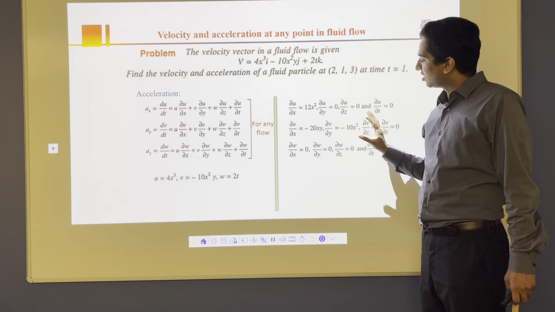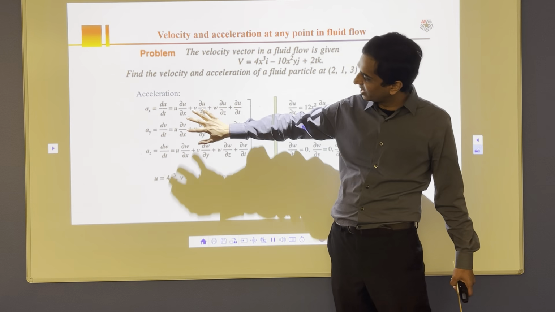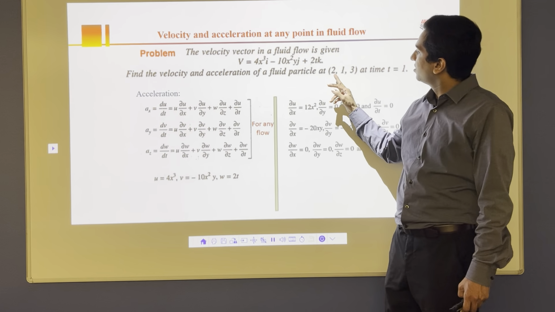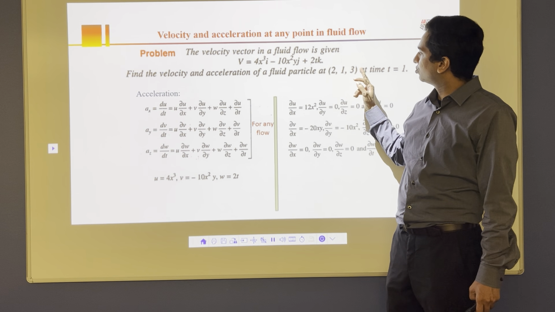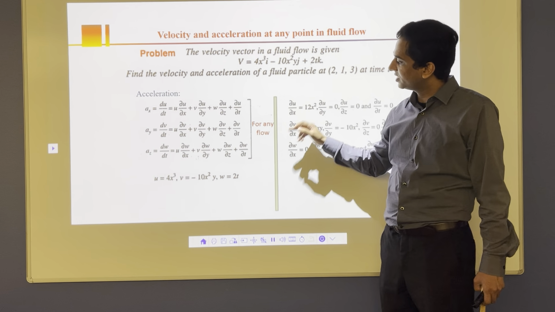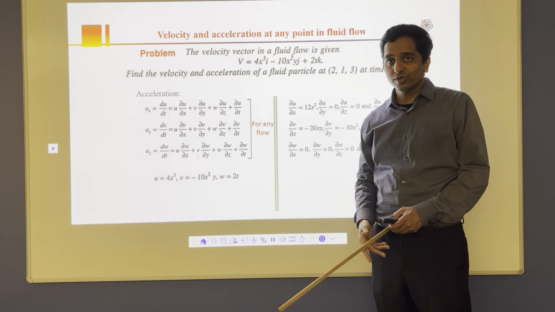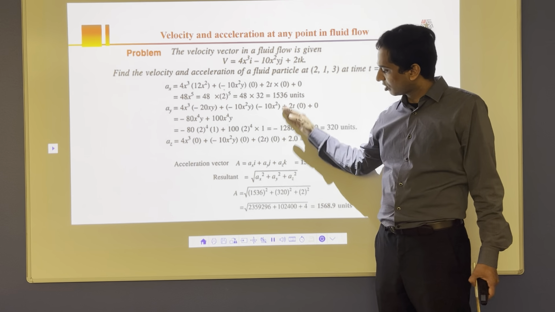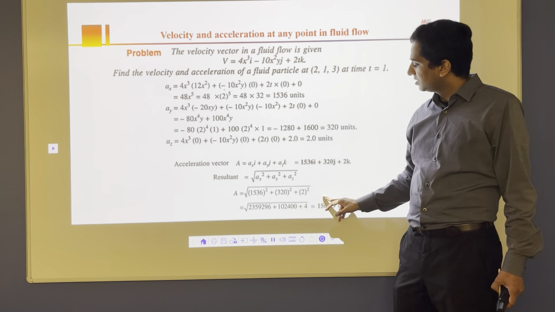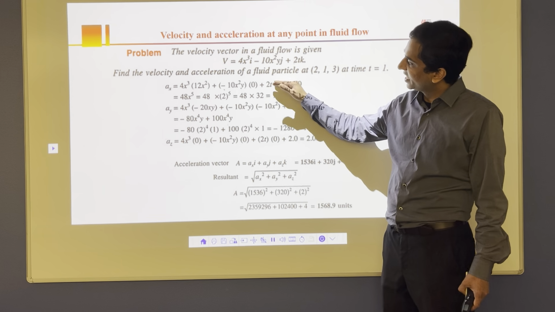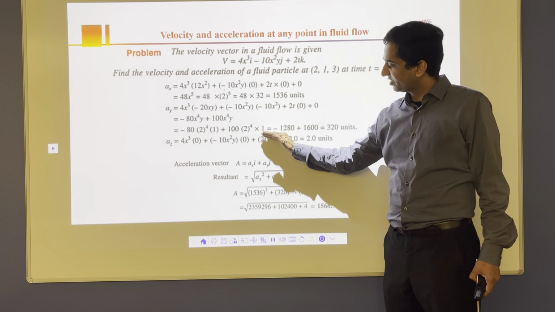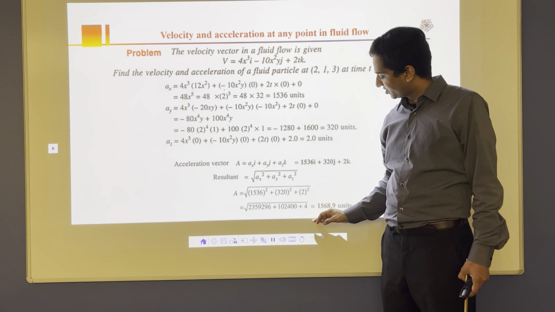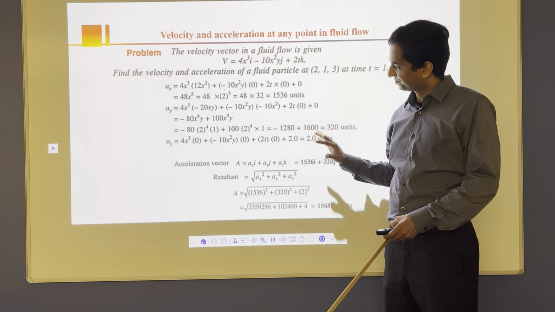And once you have these values, you can take these values and plug them back into the equation. Once you plug them back into the equation, you can solve it for x equal to 2, y is equal to 1, z is equal to 3, and once you solve it, you can get your acceleration. So here, solve these things, and once you solve it, you'll get the final number for the acceleration. So you'll get the values of ax, ay and az. You get these values, you put in this equation, ax square plus ay square plus az square, and then you can solve it for the final acceleration.